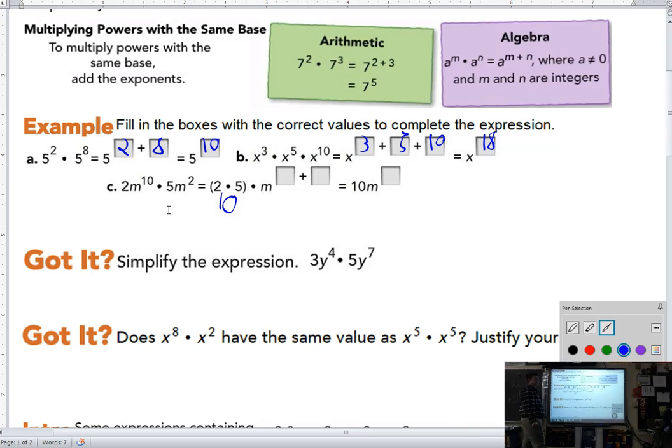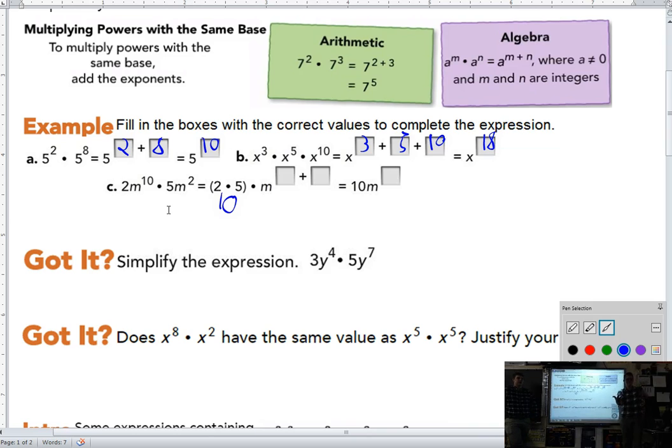What does 5 squared mean? We talked about this earlier, why we use squared. Colin? 5 times itself. 5 times 5. What does 5 to the 8th mean? Sean? 5 times 8 times. Or 5 times 5 times.